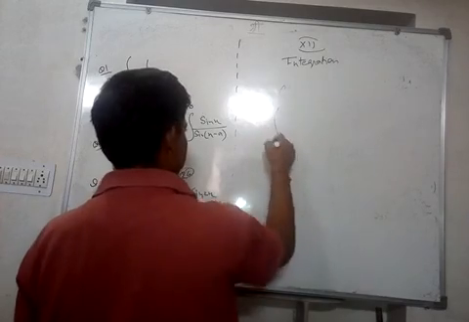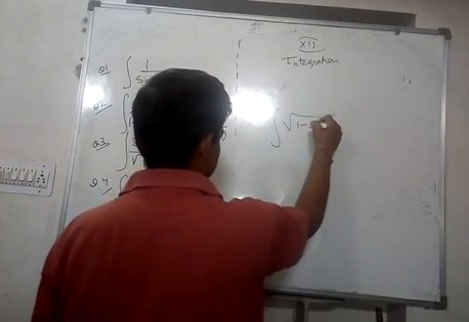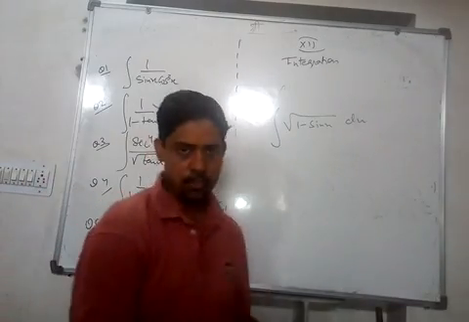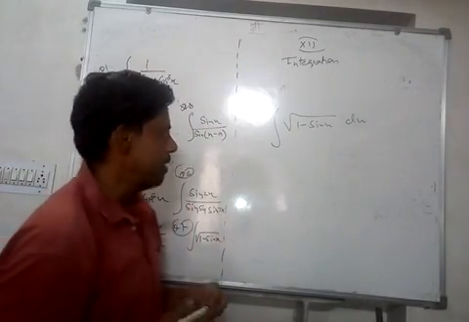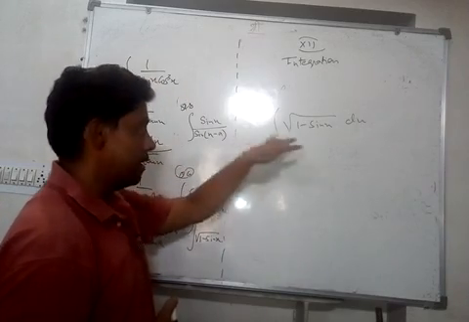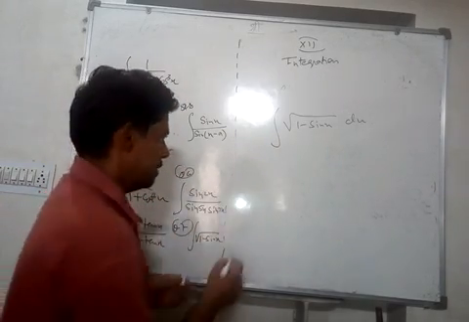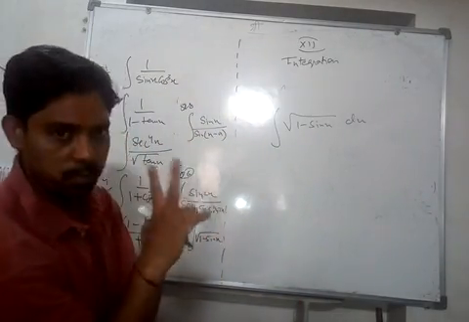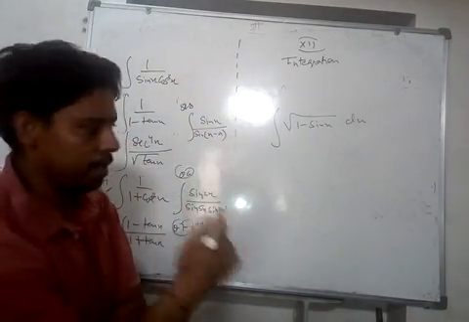Integrate root of 1 minus sin x dx. Okay, try this question, pause the video, try this question. How will you try 1 minus sin x? So can you multiply it by 1 plus sin x? Let's see. If I try, there are 2-3 ways. Let's see, we can make it a square.